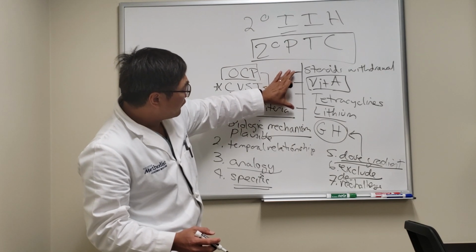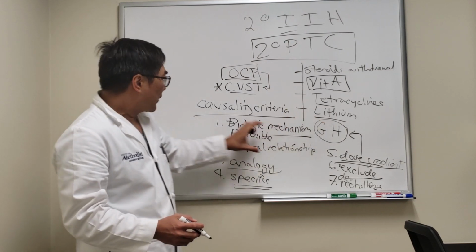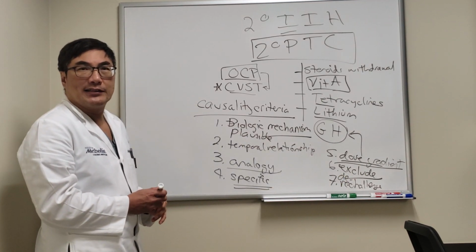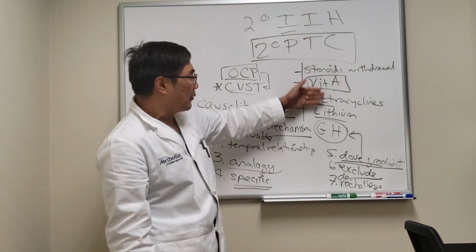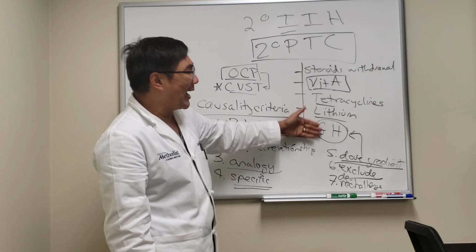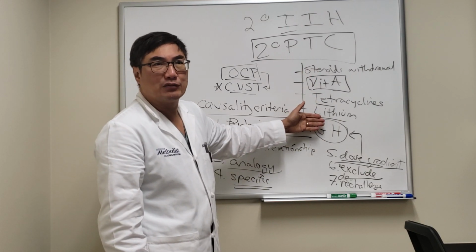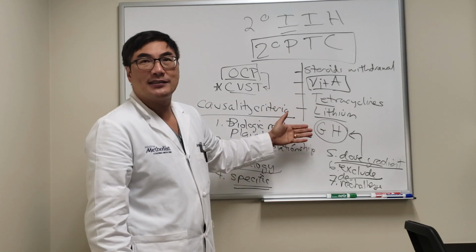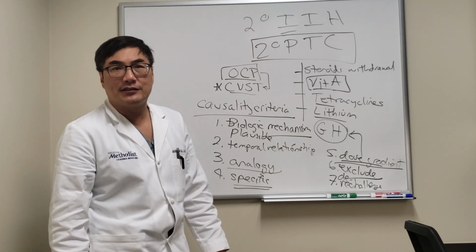So for these 4 drugs and probably growth hormone as well, we have pretty good concordance with the causality criteria. And so these are the ones that typically we're going to ask about. You could probably add nalidixic acid onto this list as well, but we don't use nalidixic acid anymore. And so this is kind of my list of secondary medicines that cause pseudotumor cerebri.